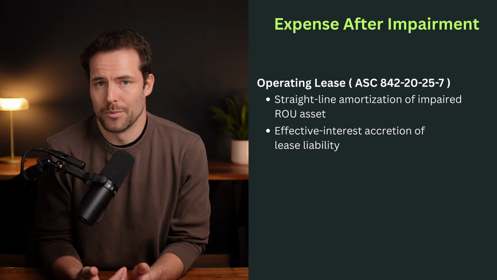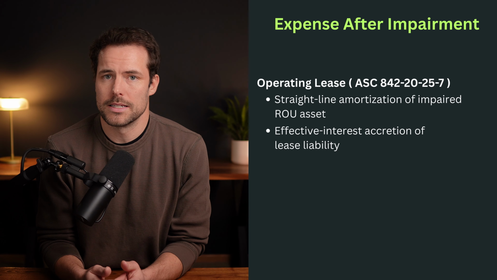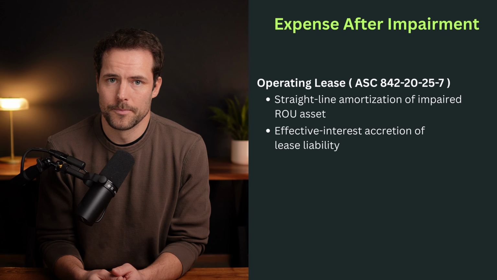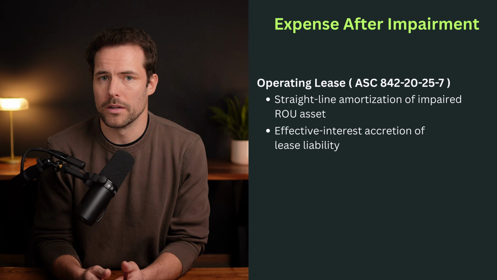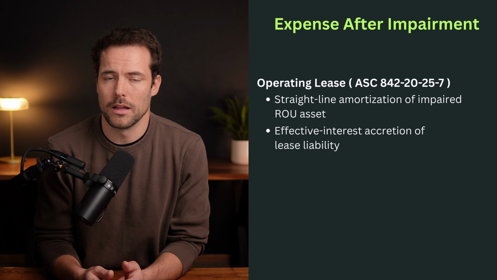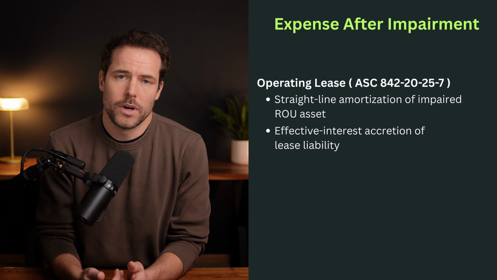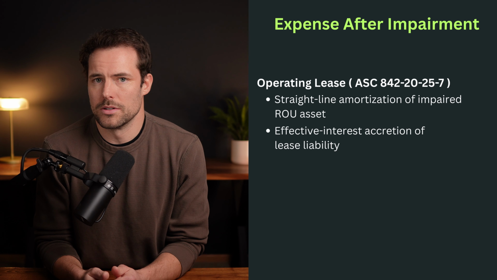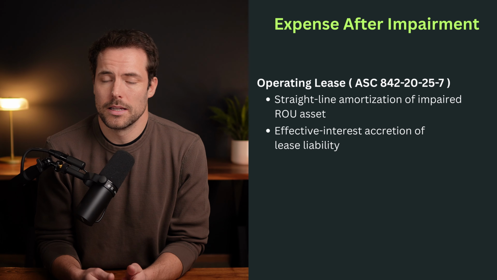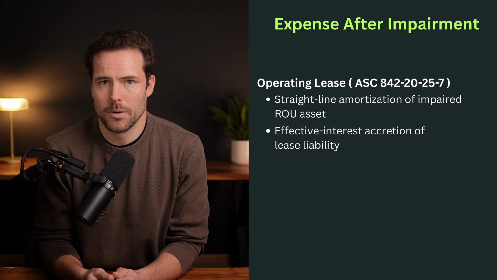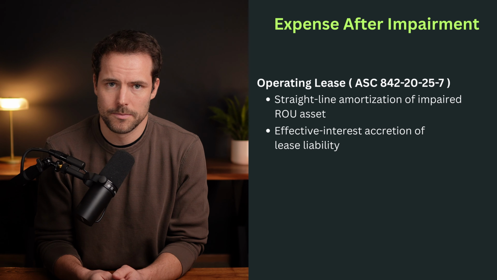And that should sound familiar. You may notice that this is identical to how we recognize expense for a finance lease. A finance lease always includes straight-line amortization of the right-of-use asset and interest on the liability. The only difference is presentation. For a finance lease, amortization and interest are shown separately on the P&L. For an operating lease that has been impaired, those same two components are combined into a single operating lease expense.